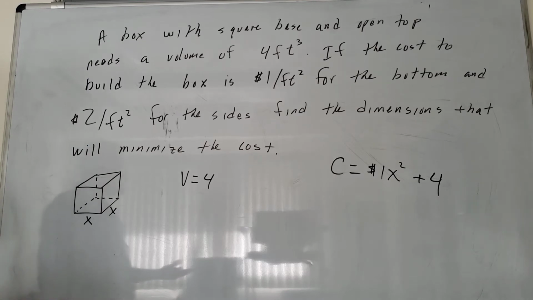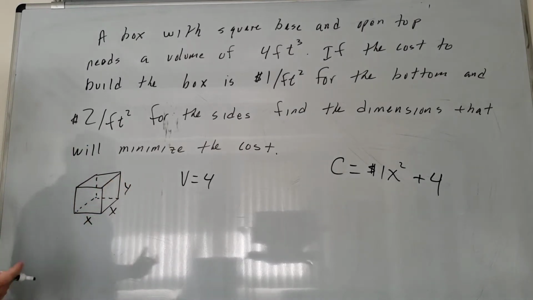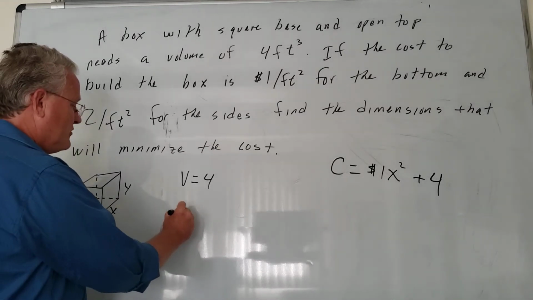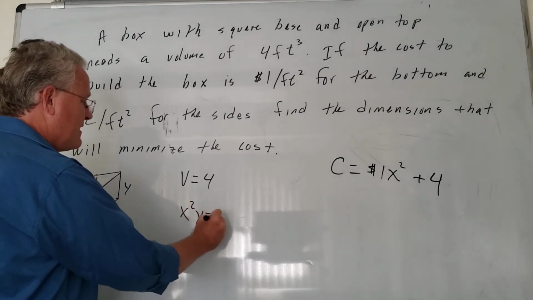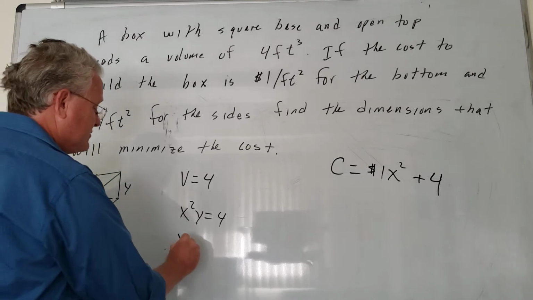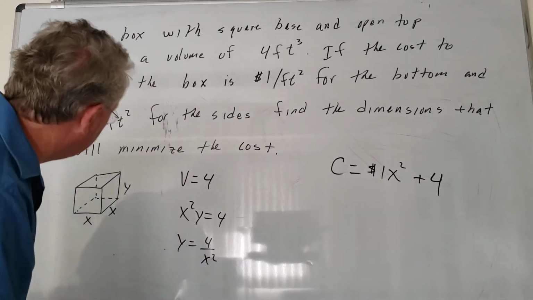Let me start by calling this y, because we don't know what that is. The volume of a rectangular solid is length times width times height. So the volume is x squared times y, but we know that has to be 4. So if we solve for y, we can see y is 4 over x squared. Let me plug that in here.